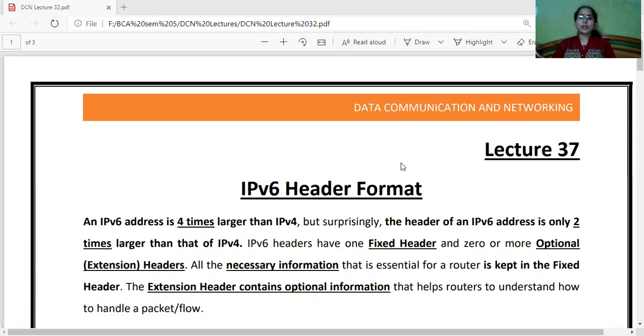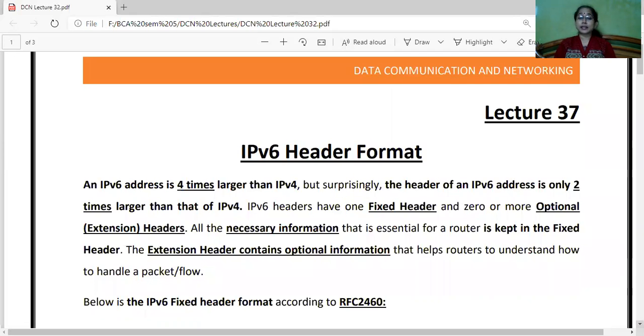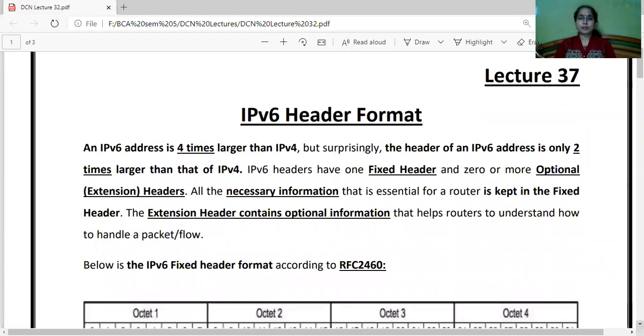Good morning, students. As you can see, today's topic of discussion would be IPv6 header format. In the last few lectures, we have discussed what is IPv6, what are the features of IPv6 protocol, and the comparison between IPv4 and IPv6 protocol. This lecture would be dedicated towards another important topic, that is the header, and how it is different from the IPv4 header, which we have already discussed in detail.